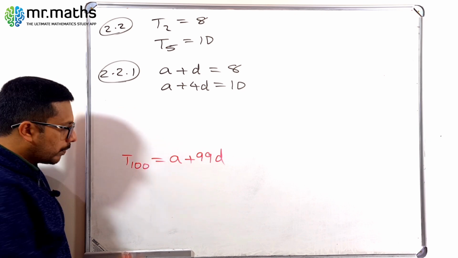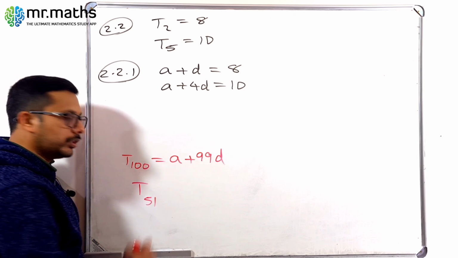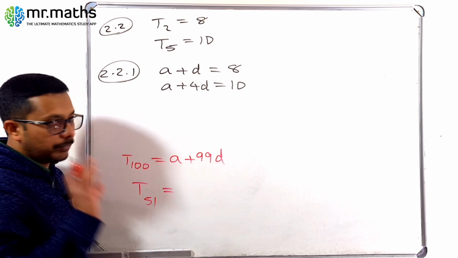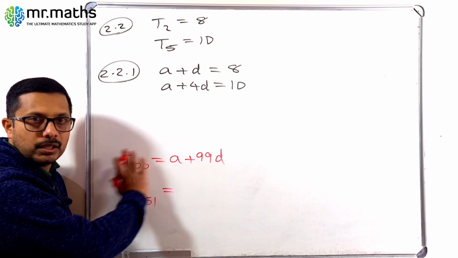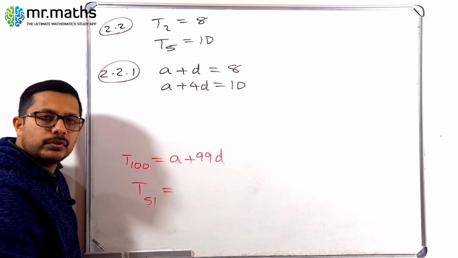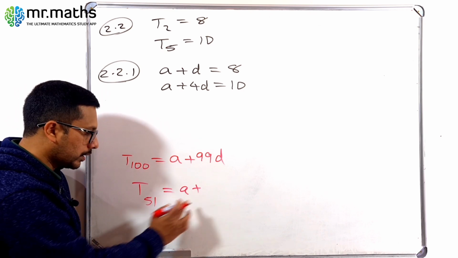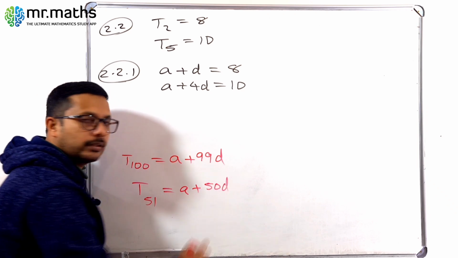You understand? So if you want to find, let's say, T51, how can you write this? Make sure that it is an arithmetic sequence. For a geometric or quadratic sequence, don't write it like this. That's a different method. If you want to find the 51st term, how can you write? A plus, 1 less than this one, that is 50D, like that.